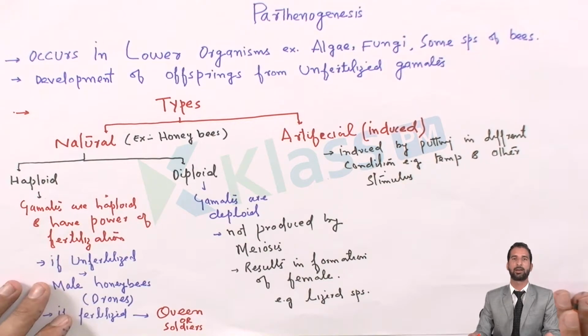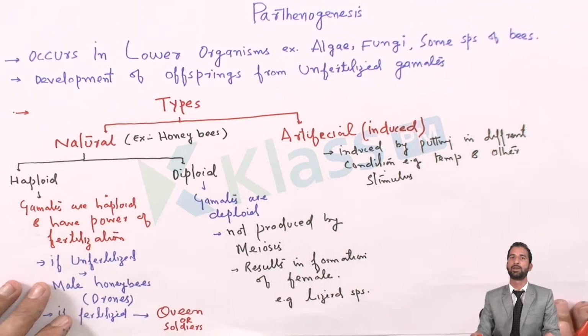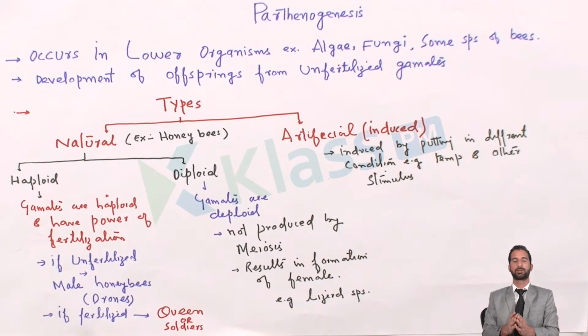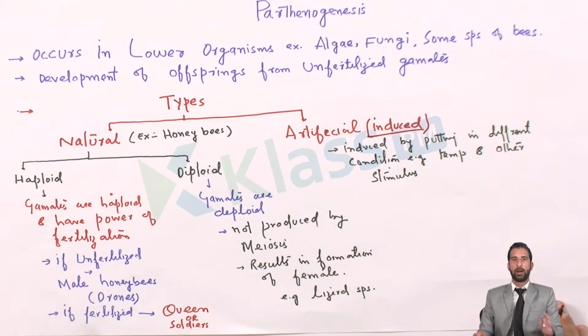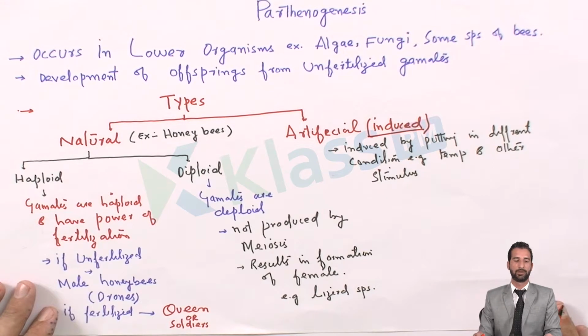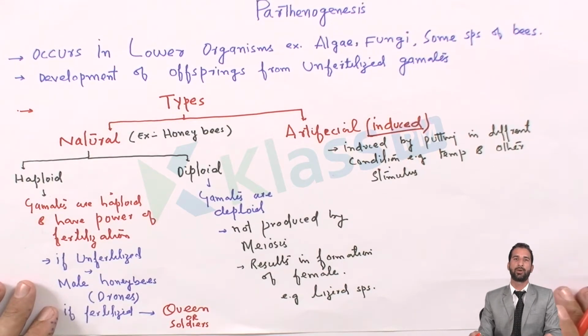In this video, we will discuss only the bees, and how parthenogenesis occurs in them. Firstly, parthenogenesis has been broadly classified into two subtypes. One is natural parthenogenesis, mostly occurring in honeybees, and the second is artificial parthenogenesis, which is also called induced parthenogenesis. Natural parthenogenesis is also classified into two subtypes: haploid parthenogenesis and diploid parthenogenesis.